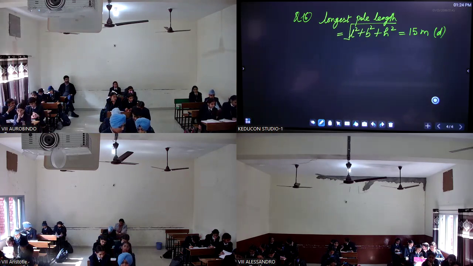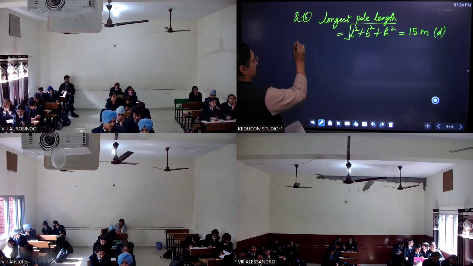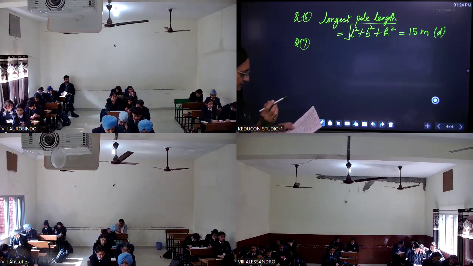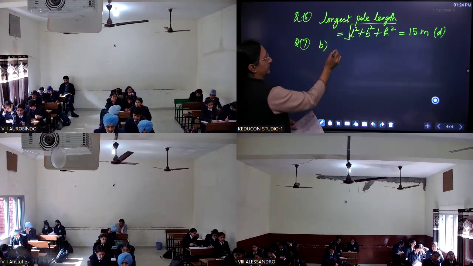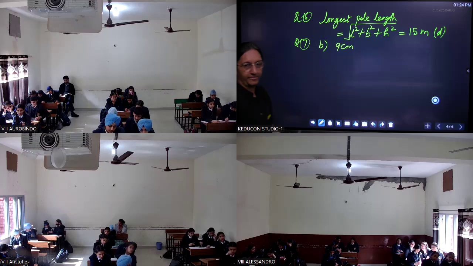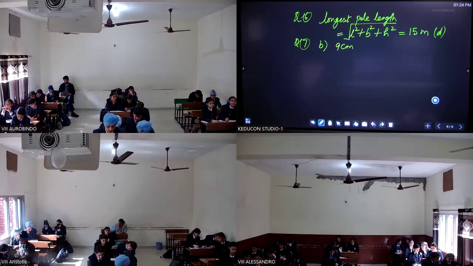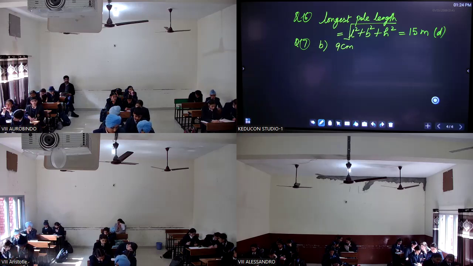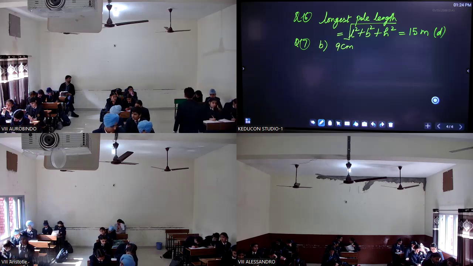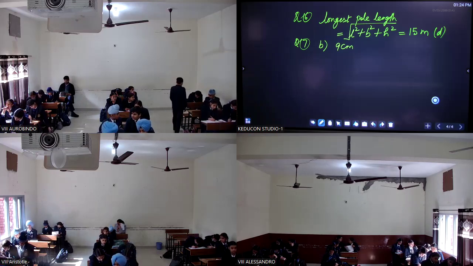Seventh question means volume of cube is given to you. You have to find the h. Again, very simple question. 9. We are just writing the answer. You know how to do. B part, it is 9 centimeter. Okay, cube ka volume is given to you. Formula you know. You can find the length of cube. Simplest. Question number 8.